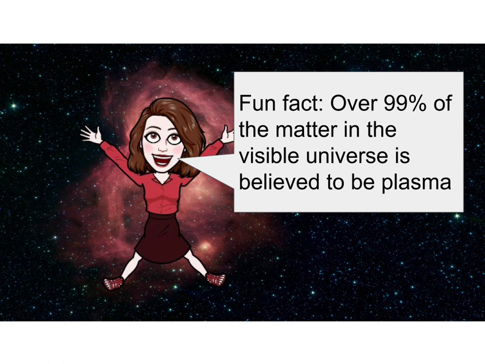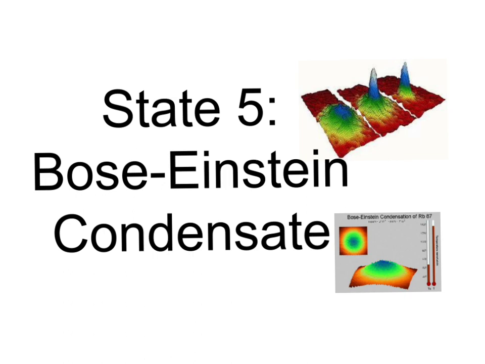Now on Earth, we see plasma very, very rarely, but fun fact is that over 99% of matter in the visible universe is actually thought to be plasma. So on Earth, very rare, but in the universe, very common.